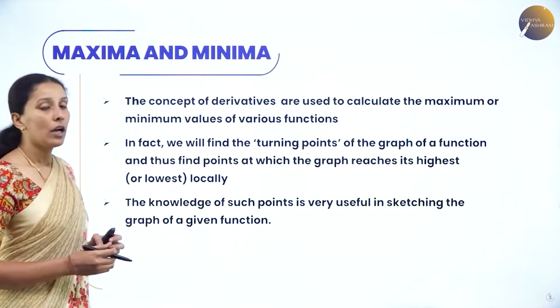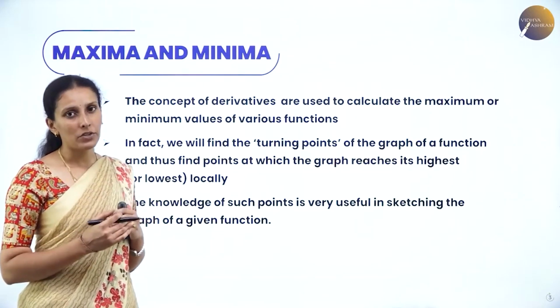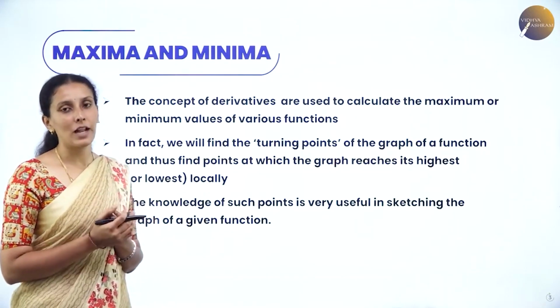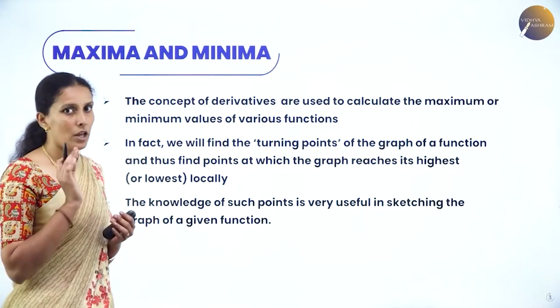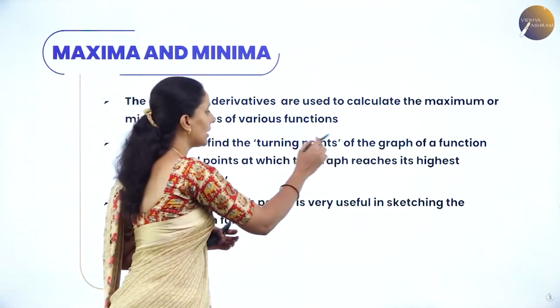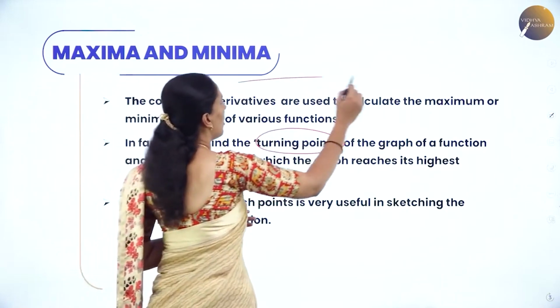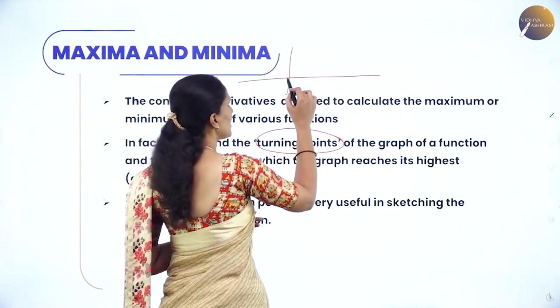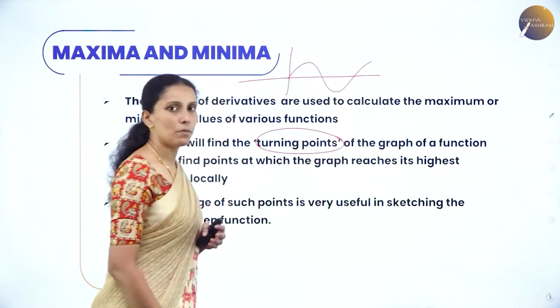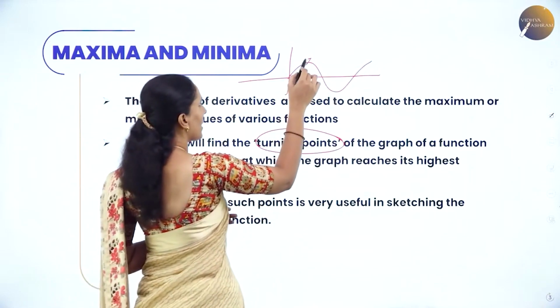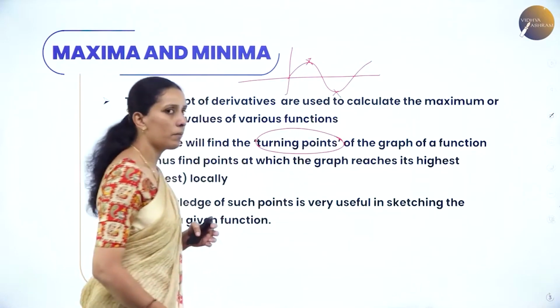In fact, by finding the maximum value or minimum value of a given function, we are able to identify the turning points in the graph. That is, the graph of sin x will be like this. So like this it moves on. So we can see this is the maximum point and this is the minimum point.